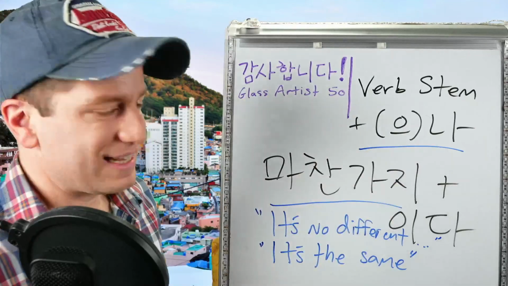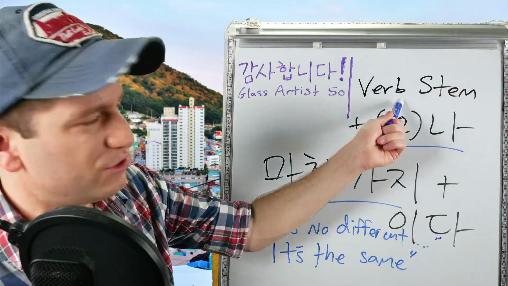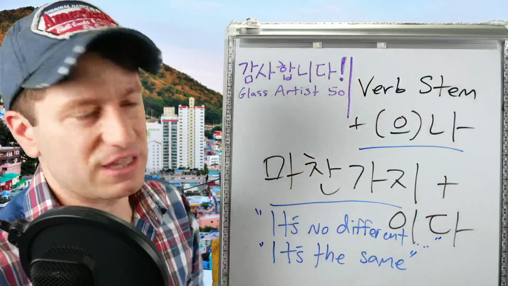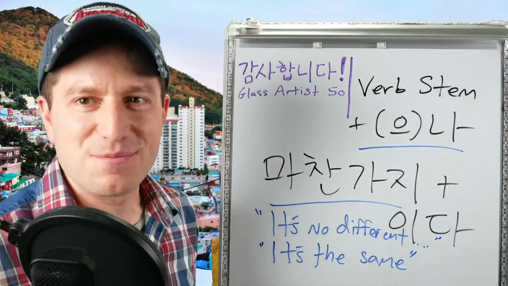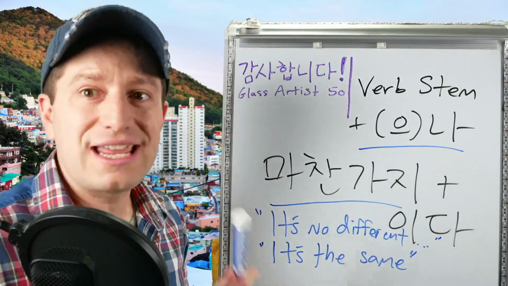This 으나 form by itself has the meaning of saying something like, well, it's no different if you do this verb. Or it's no different if this verb is a descriptive verb, if it is something. Or it's the same if you do this verb, or if this verb is something. Specifically, it's no different. The result does not change anything.